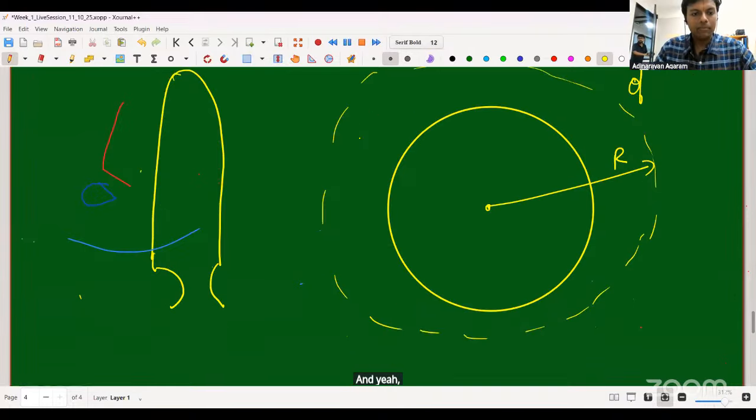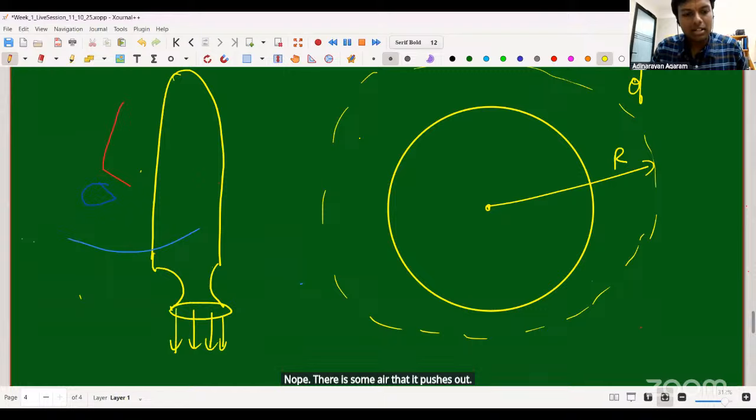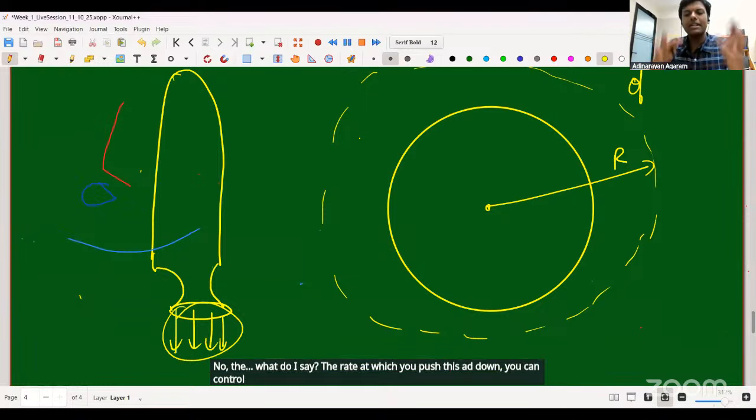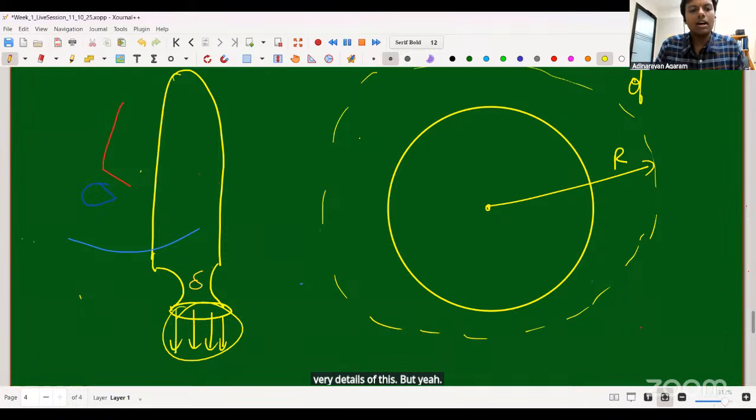So say you have a rocket, and there is some air that it pushes out, correct? The rate at which you push this air down, you can control the speed of the airplane in a rough sense. Let us not get into the details of this, but based on how fast you're pushing it out, you can control the speed, and that will help you slow it down as well. There are other mechanisms which I don't want to get into right now, but you can definitely slow down with most of these. There are different control systems built into it, which will help you do that. I hope that part was clear.